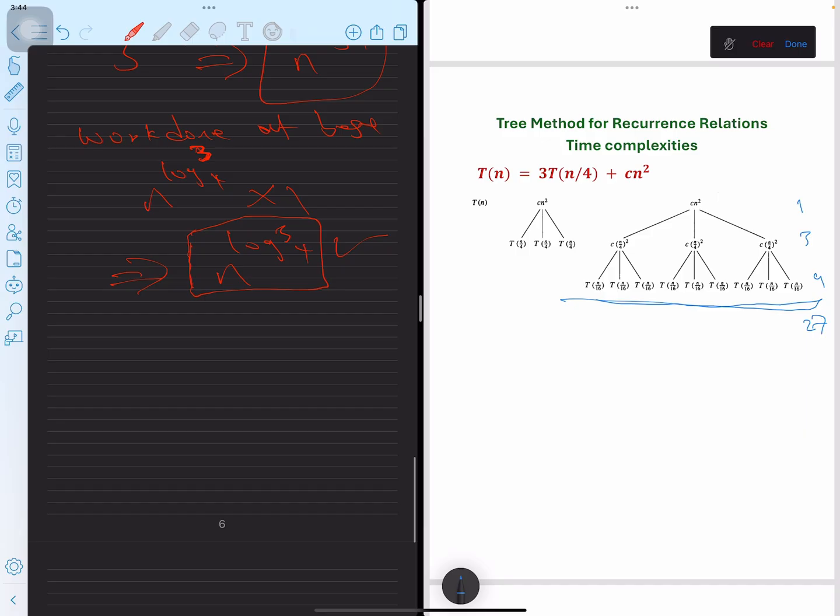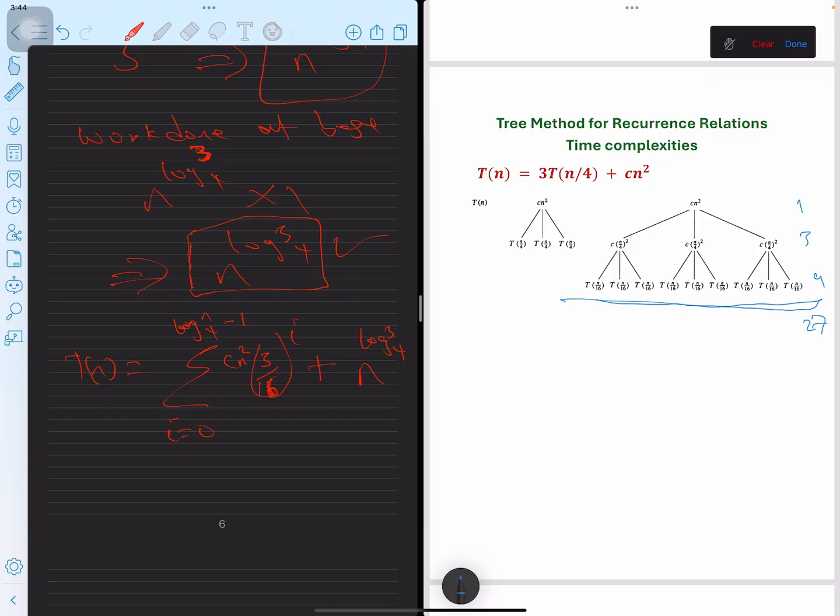So I just come here, I just say T of n is equal to the sigma of I equals 0 up to log n base 4 minus 1, which is the height. I'll tell you the reason why I'm subtracting 1: because I'm going to add the base, n to the power of log 3 base 4. Because I'm adding the base, that means the base is not inclusive in this sigma operation, so I'll subtract 1 from the upper bound of the sigma. So this guy will now be Cn squared times 3 over 16 to the power of I.